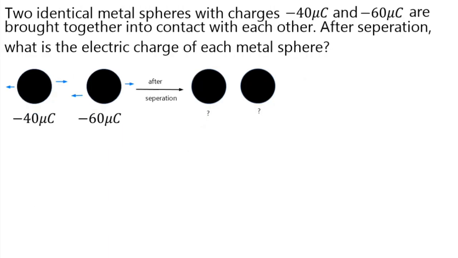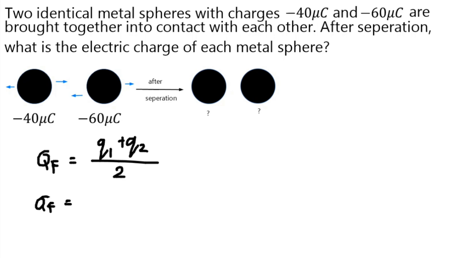Okay, now let's start with this. Two identical metal spheres with charges negative 40 microcoulombs and negative 60 microcoulombs are brought together in contact with each other. After separation, what is the electric charge of each metal sphere? So to get this, after separation, we're just going to take the average of the two metal spheres and divide it by each individual. I mean, they have two electric charges, meaning we're going to divide it by 2. So we're just going to take its average.